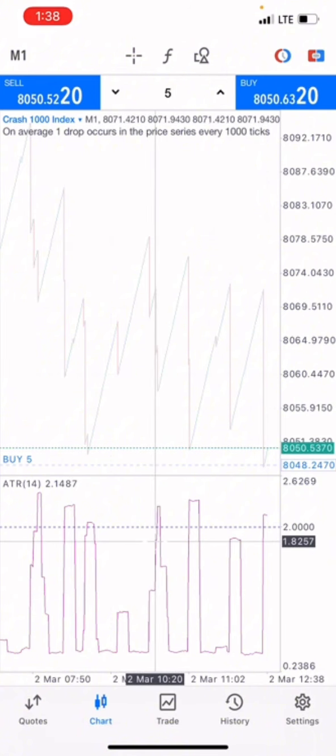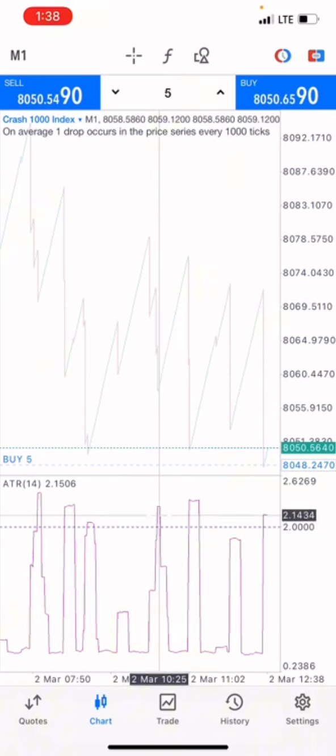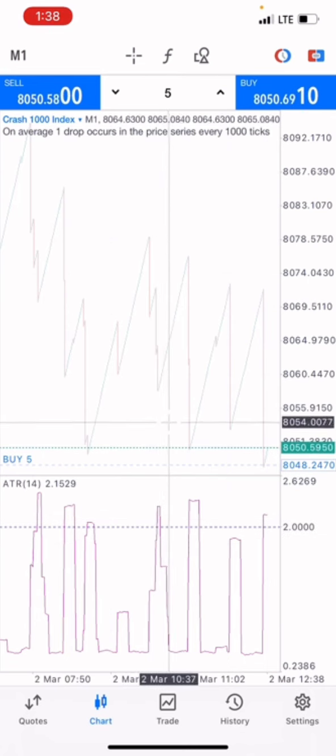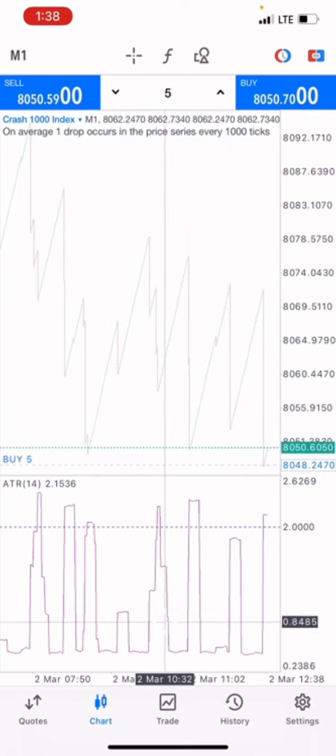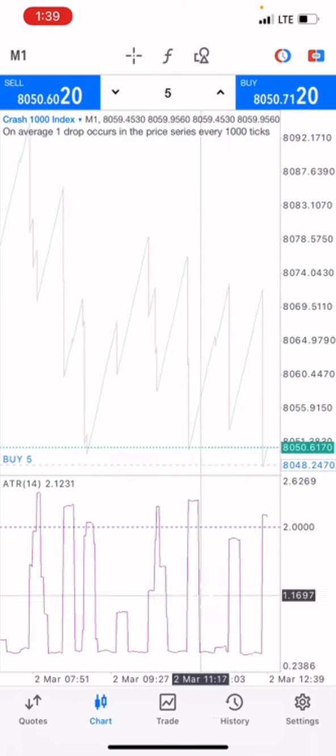And again, another spike. Did it reach the 2 level? No. So you don't enter. The last one reached the 2 level. So when you enter, you take off your 6 candles. We're not greedy. Take off your 6 candles and you're out of it.